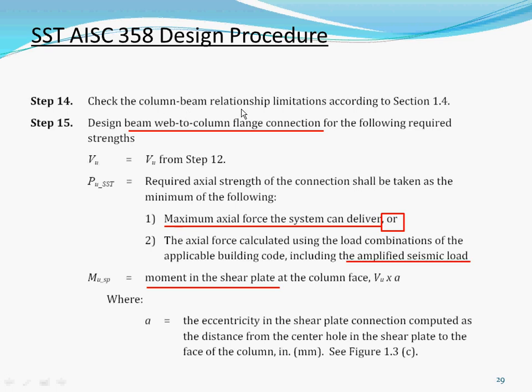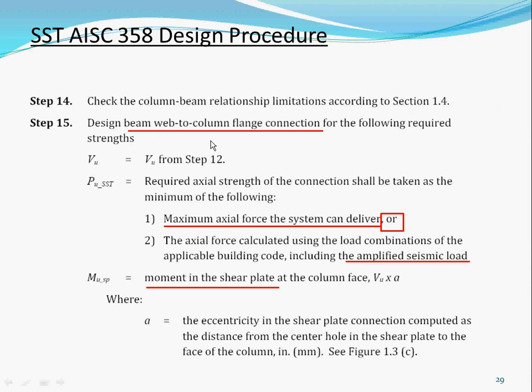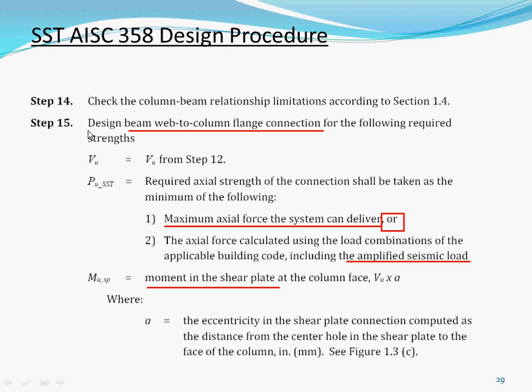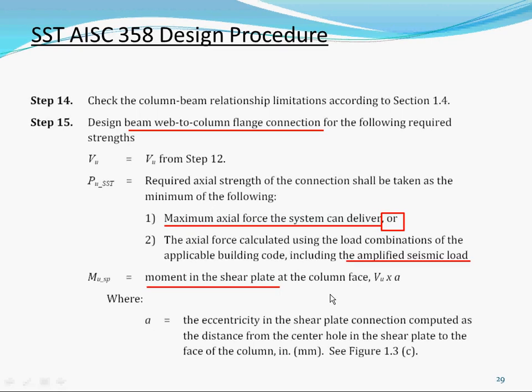Check the beam column relationship, strong column, weak link. That always, we say that's always checked. We just refer back to that. Now beam web to column flange connection. That's the connection of the 3 bolts of the shear tap. Again, this is step 15, and in my follow-up presentation I'll show you what this step 15 is and what it is when you're checking it.